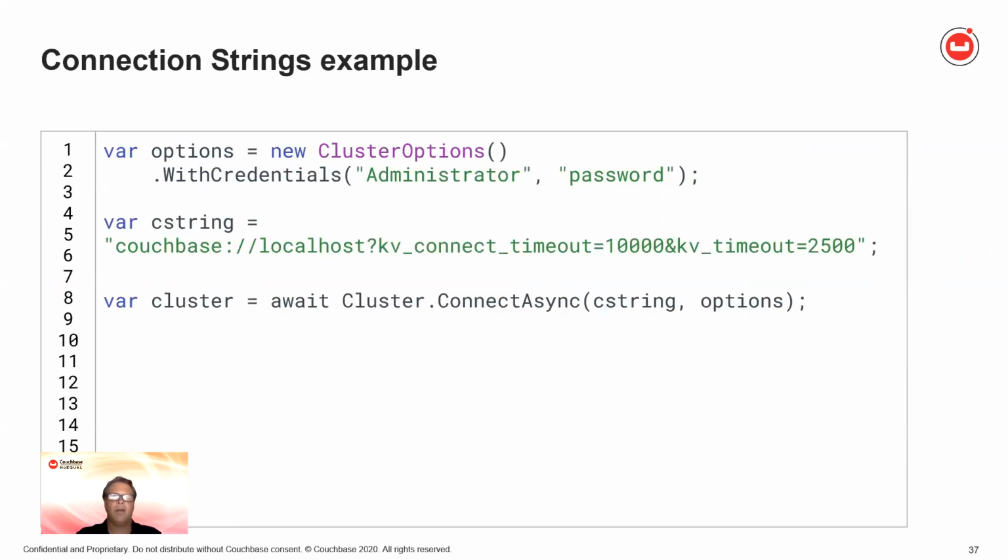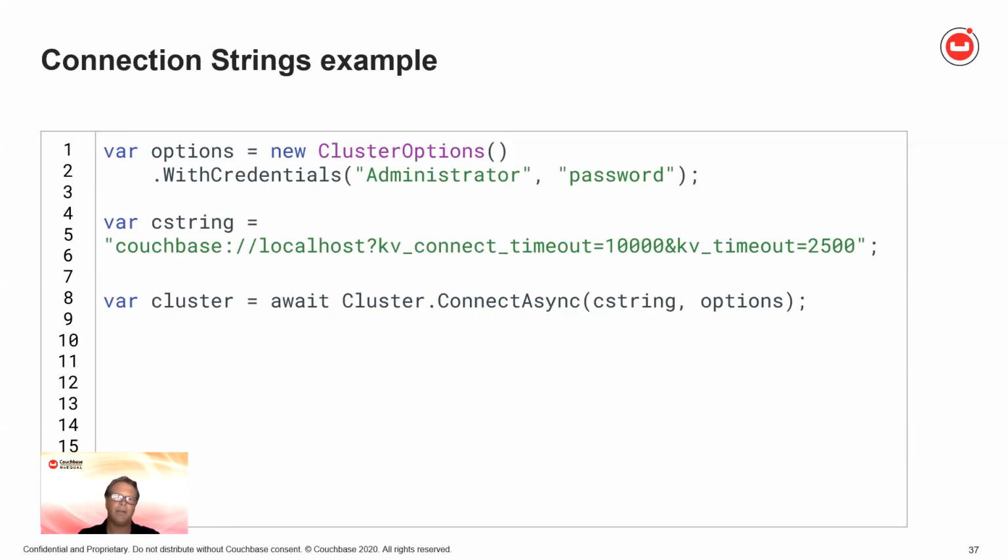So here's an example of using a connection string in your application. This is kind of a hybrid approach where we're using both an options object and a connection string. So first on line 1, we create a custom ClusterOptions and we pass in our credentials, administrator and password. We then create a connection string, and this is going to point to localhost, and we're going to set our kv_connect_timeout to 10 seconds and our kv_timeout to 2.5 seconds.